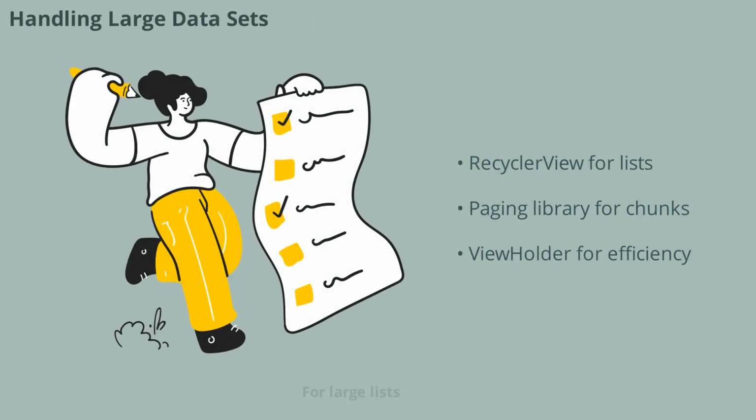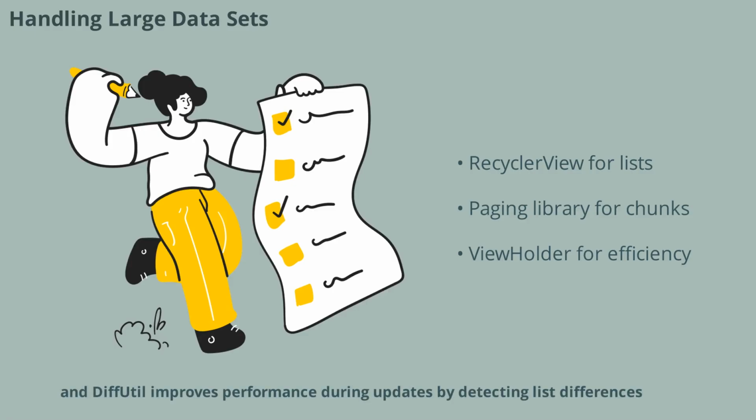For large lists, RecyclerView paired with the Paging library loads data in chunks, reducing memory usage. Use backend APIs that support pagination and load data gradually as users scroll. The ViewHolder pattern ensures efficient recycling of views, and DiffUtil improves performance during updates by detecting list differences. These techniques keep your app responsive and efficient.